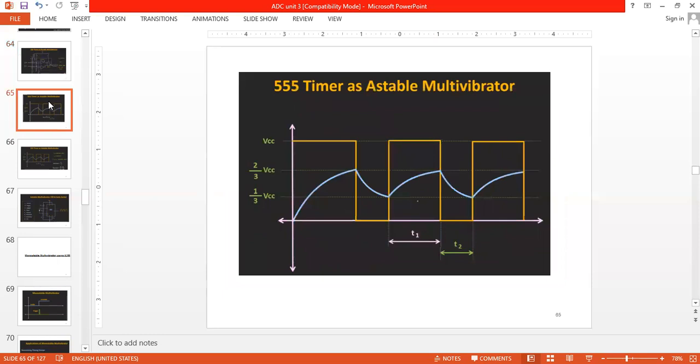So this is a model. This is a charging capacitor. That is charging done through the R1 and R2. So discharge is done through the R1. So this circuit will define the concept.